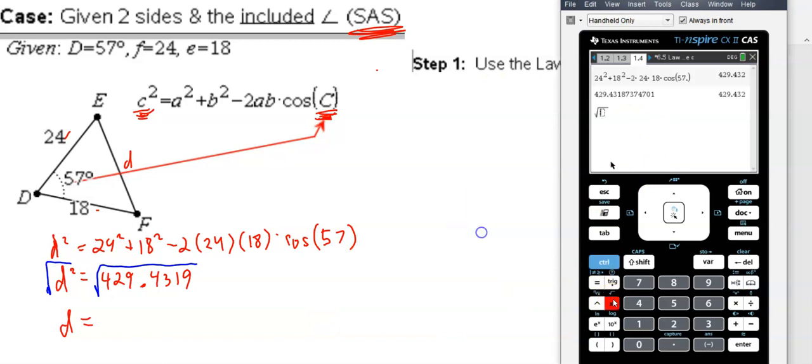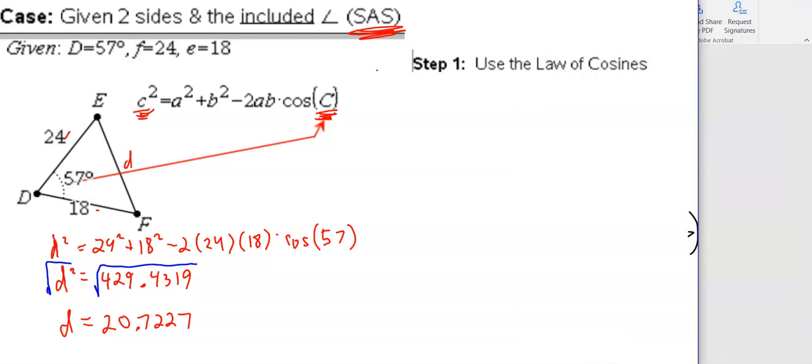So square root of, I just like to grab that term up there, so I mouse up there, press enter, and you get, okay, so this looks better. That seems more reasonable, 20.7227. So it's pretty neat. That's not a right triangle, and we still were able to find the third side relatively painlessly. So we first used the law of cosines.